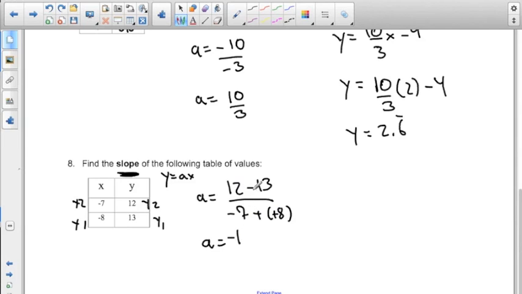Sorry, negative 1. 12 minus 13 is negative 1. And negative 7 plus 8 is 1. So in this case, our slope is y is equal to negative 1x, or negative x. That's it. That's all we need to do.